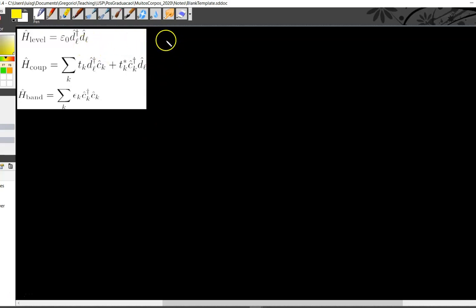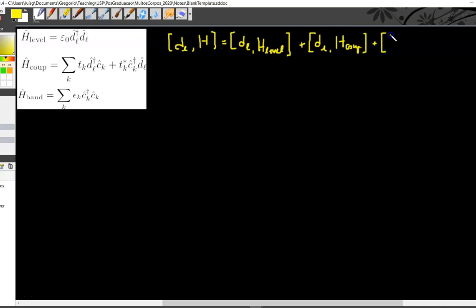So let's start with the calculation of, say, the commutator of D_L with H. This is going to be the commutator of D_L with H level, plus D_L with H coupling, plus D_L with H band. Well, from the outset we can see that the commutator between D_L and the band term is going to be 0, because there is no D_L operator there. So this commutator is trivial, it is 0.